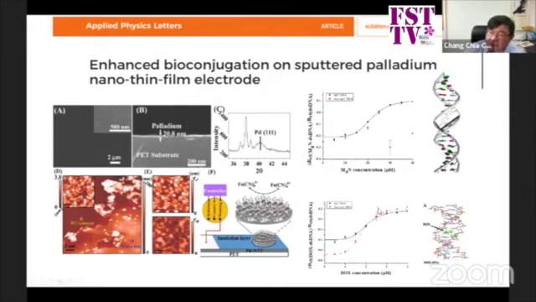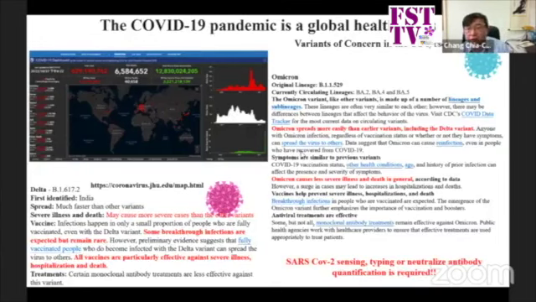And for doxorubicin, no matter what kind of sequence, they can interact. So this indicates that this kind of surface-active electrode has been developed. Okay, so back to the COVID sensing.